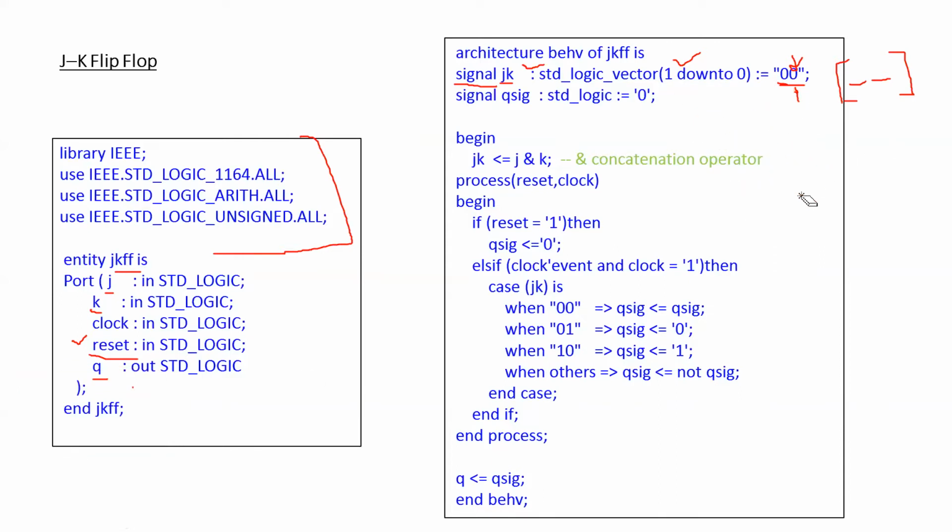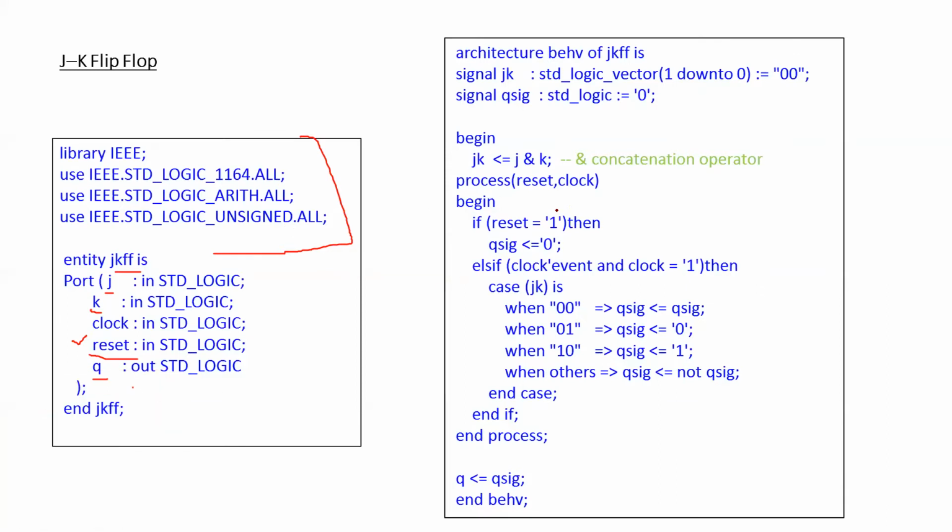So we have defined a variable JK over here, and I have created a vector of 2 elements. So I have instantiated, or assigned, the value 0, 0 to this particular JK signal. Next, I have defined another variable, Q signal, QSIG, and I have set the value to 0. Next, I have written over here begin. After the begin statement, we have J and K.